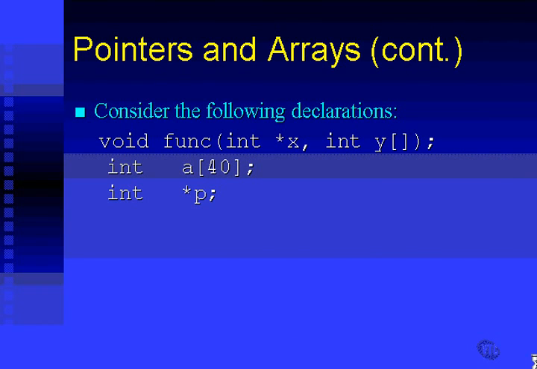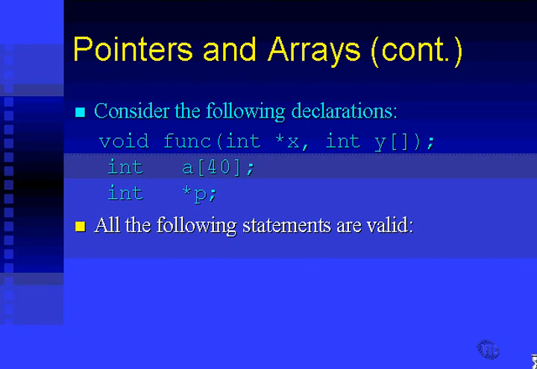Let's say we've got the following declarations. We've got a function, we've called it func, which takes a pointer to an integer, and its second parameter is thought of as an array of integers. Notice there's no size in the array there. It's not legal to put a size inside the brackets there. Now, separate to that, inside another function, you've got two variables, one called a for array, which is, say, 40 integers, and you've got p for pointer, which is a pointer to an integer.